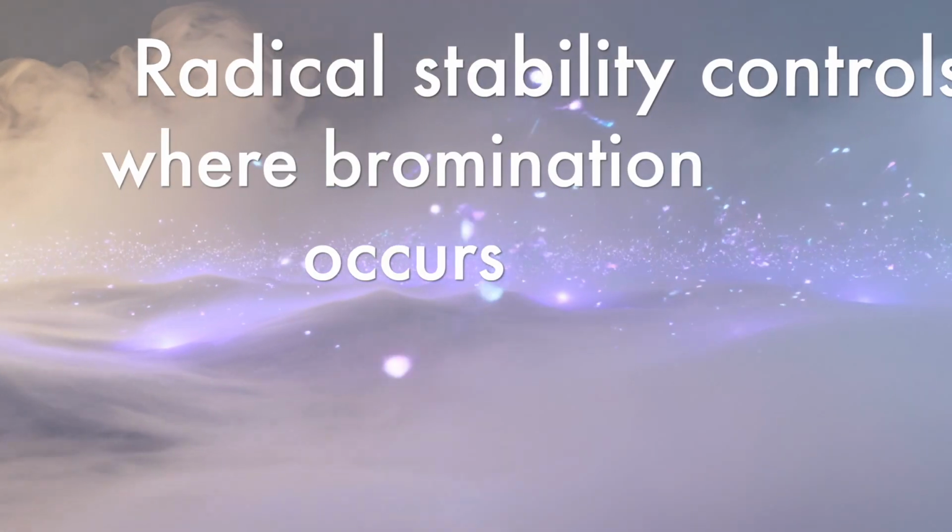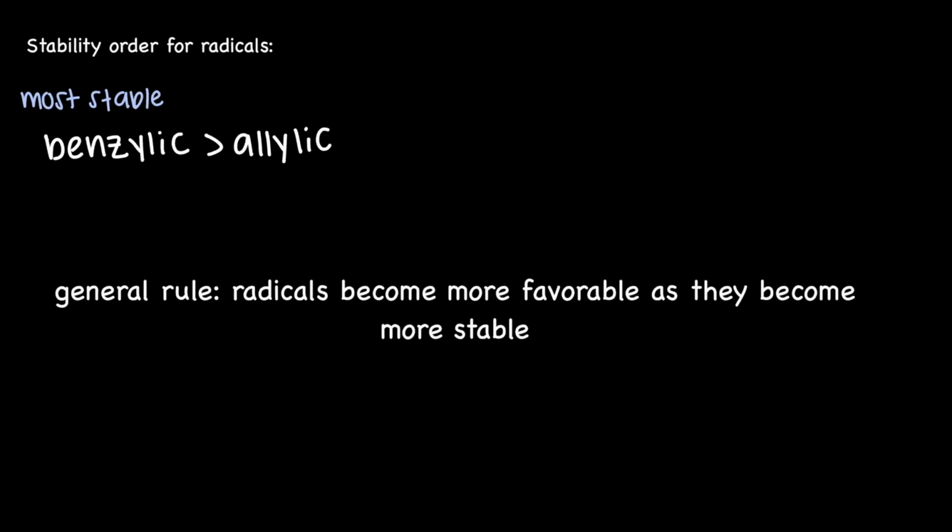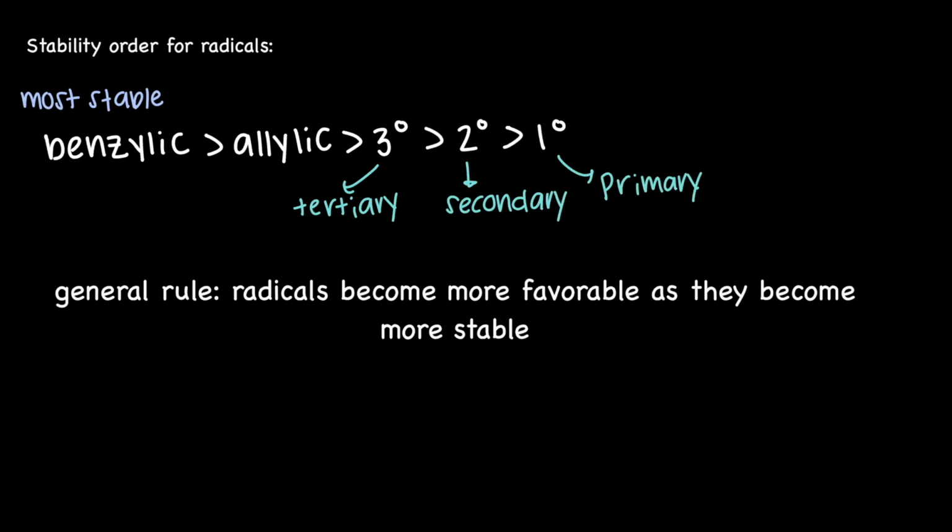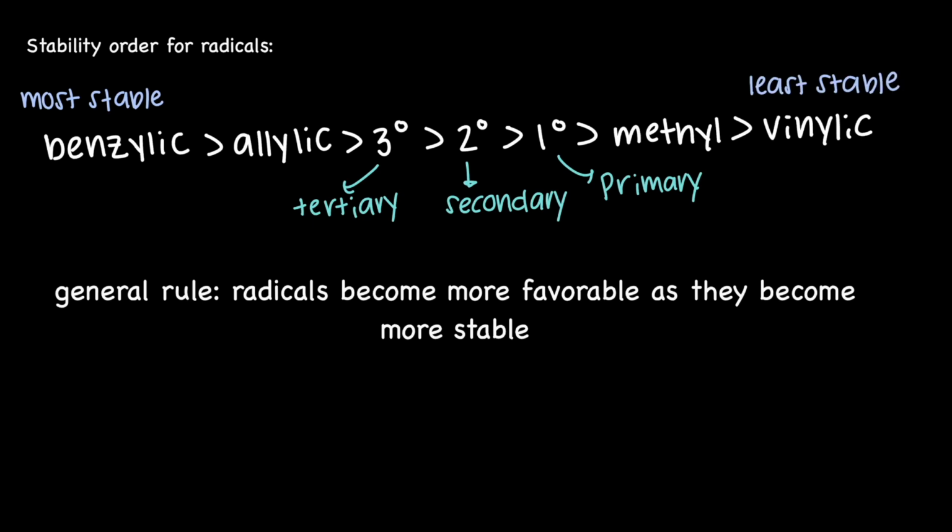where bromination occurs. As a general rule, radicals become more favorable as they become more stable. The stability order you'll want to remember is benzylic radicals are the most stable, followed by allylic radicals. After that come tertiary radicals, then secondary radicals, then primary radicals, and then methyl radicals. Finally, vinylic radicals are the least stable and are generally very unfavorable.